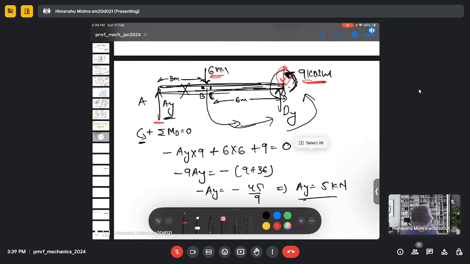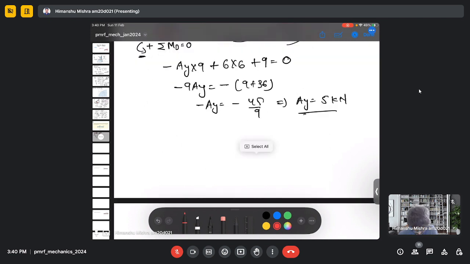Now let's split this part of the beam. We are splitting it in such a way that we are not considering this 6 kilonewton force. Basically we are in the region of B. We are considering a point B and not the 6 kilonewton force first. So my beam will look like this: this is my beam, this is A, and let's say this is some point B here.